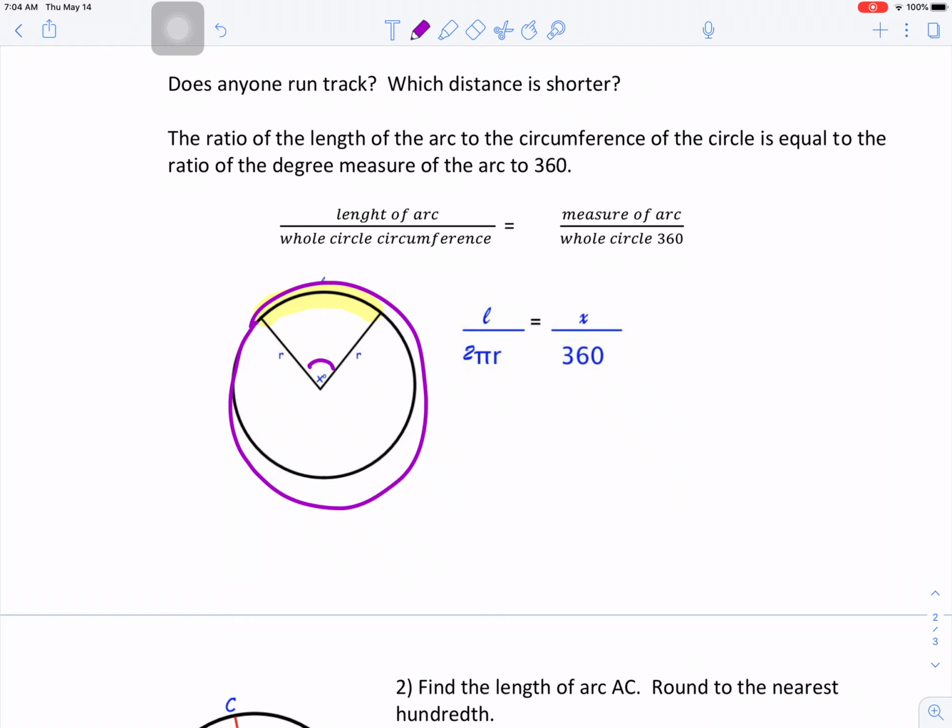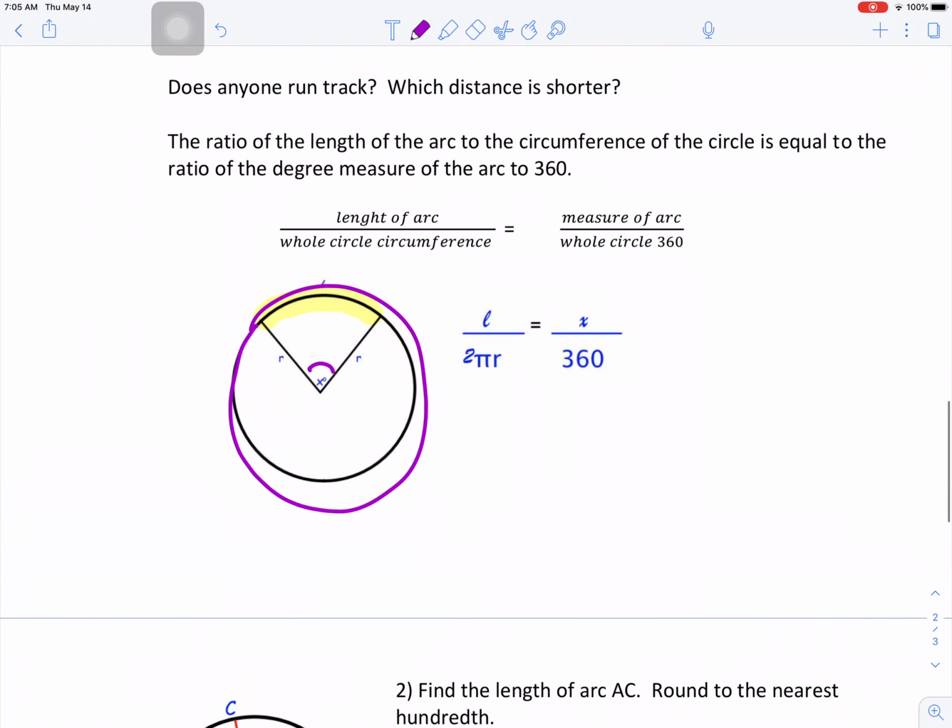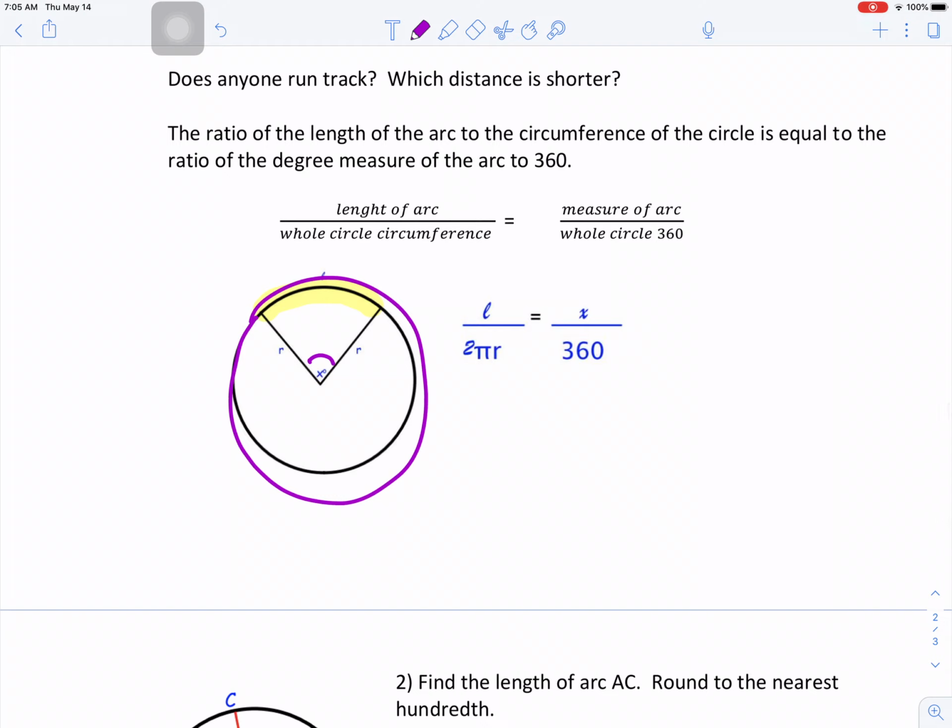Case in point, if you have a diameter, it's open 180 degrees and the arc is 180 degrees, right? Half, and it would be half of the circumference. So the way I figure it out is using a proportion, and that proportion is this.